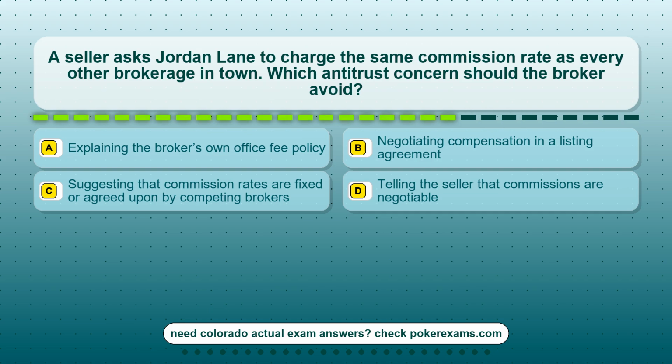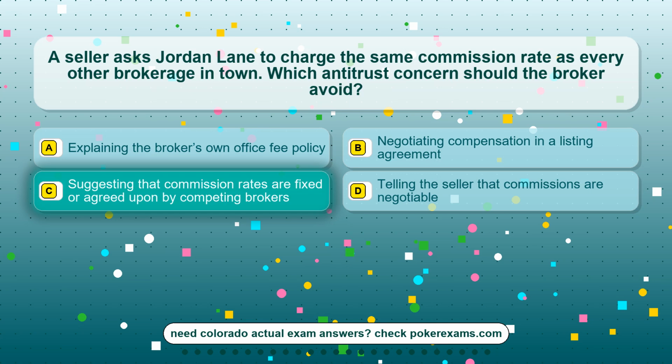Question 11. A seller asks Jordan Lane to charge the same commission rate as every other brokerage in town. Which antitrust concern should the broker avoid? Option A. Explaining the broker's own office fee policy. Option B. Negotiating compensation in a listing agreement. Option C. Suggesting that commission rates are fixed or agreed upon by competing brokers. Option D. Telling the seller that commissions are negotiable.